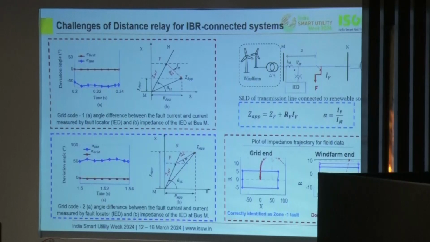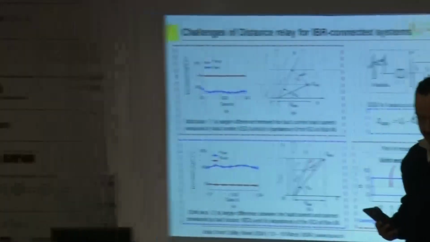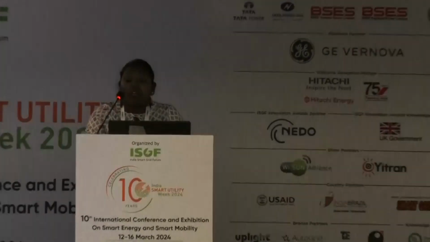So for the same example quoted previously, if we see the distance trajectory plots, here we can see there is a fault at 5% from the grid end. So in case of grid end, the trajectory enters inside zone 1 and settles nicely. But in case of wind farm end, it is supposed to enter in the zone 2 region, but it settles outside, which leads to mal-operation of distance relay for this case. So now let us see for the differential relay.